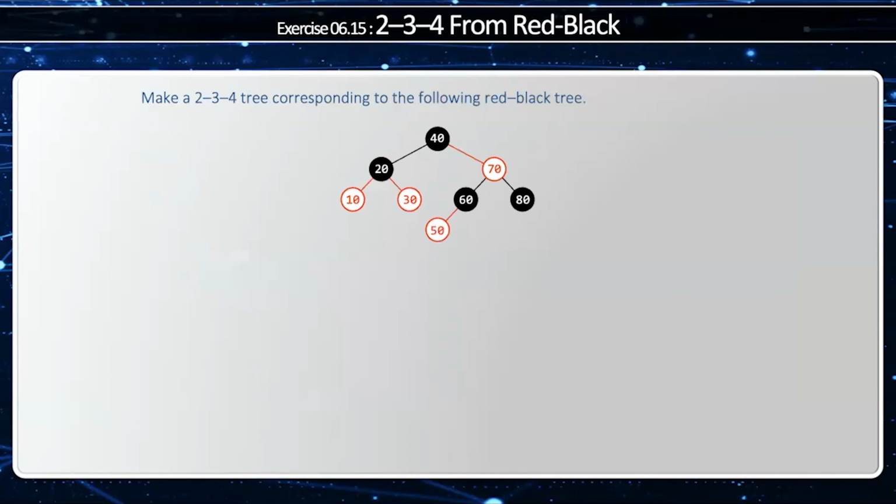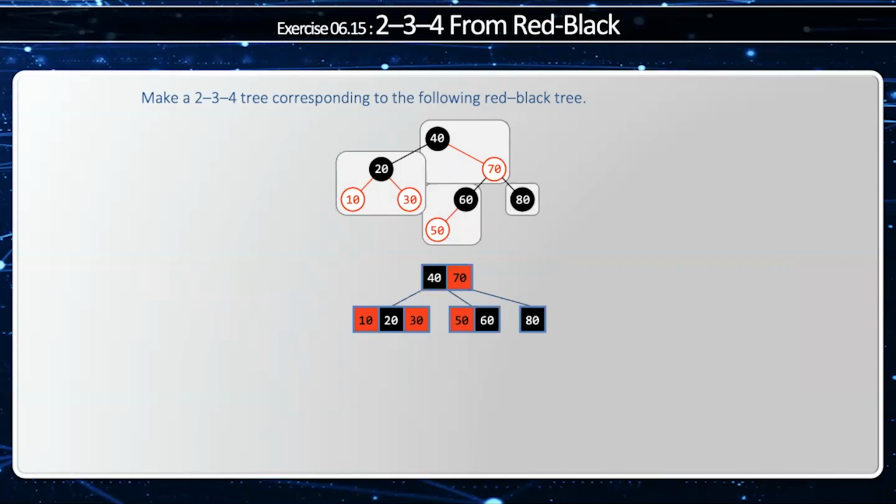Okay, so now I have a red-black tree, and how do I turn it into a 2, 3, 4 tree? Well, first of all, this guy right here is going to be a 2, 3, 4 node. And the reason why is because every 2, 3, 4 node must have one black node. This will be 1, this will be 1, and this will be 1. So when I flatten it out, we'll see the root node is 40, 70. To the left of 40 would be the 20 with a 10 and 30 on one side. To the left of the 70 will be the 50, 60, and to the right of the 70 will be the 80. And that's my 2, 3, 4 tree.